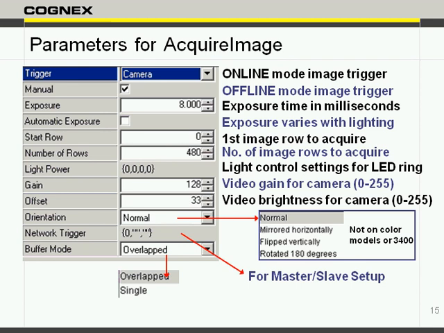The next one there, network trigger, again, that goes back to using the network trigger from one camera to another. More on that to come. You can see there the master and slave setup. And last but not least is the buffer mode. You could either run the buffer overlapped or single.